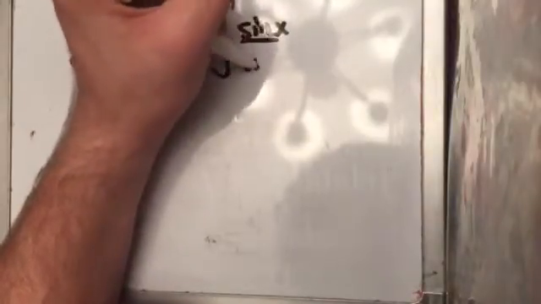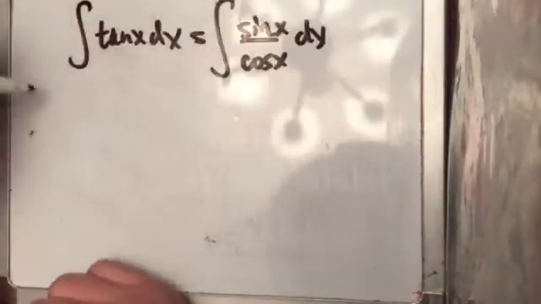You can also take a look at the other way around, which would be tangent x. And so the integral of tangent x dx equals the integral of sine x over cosine x dx.